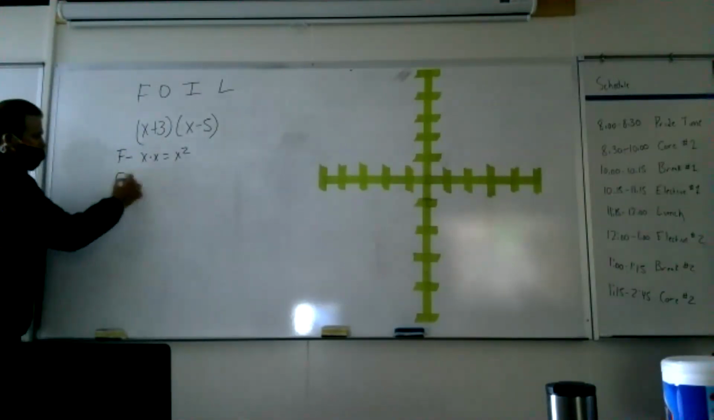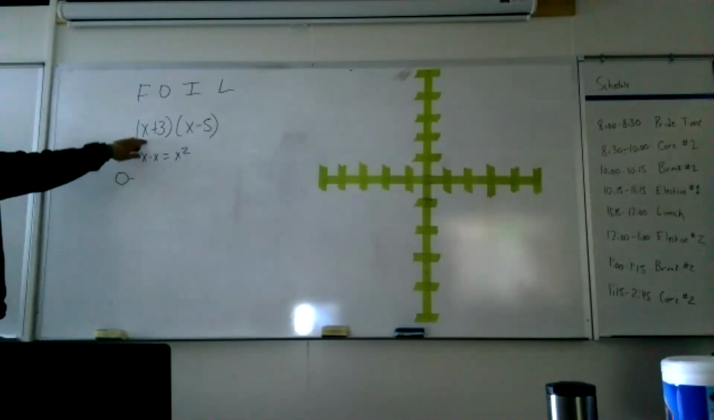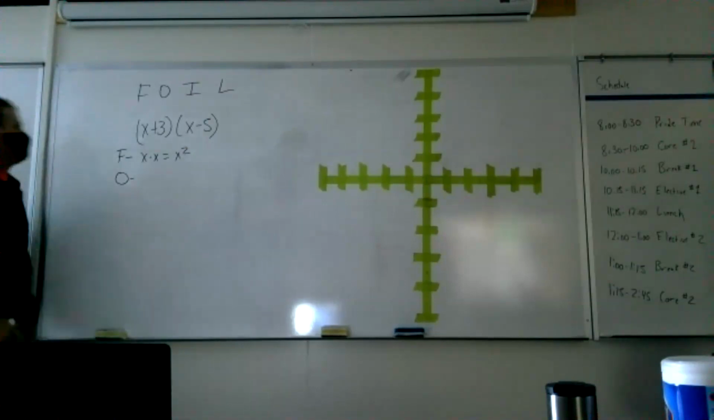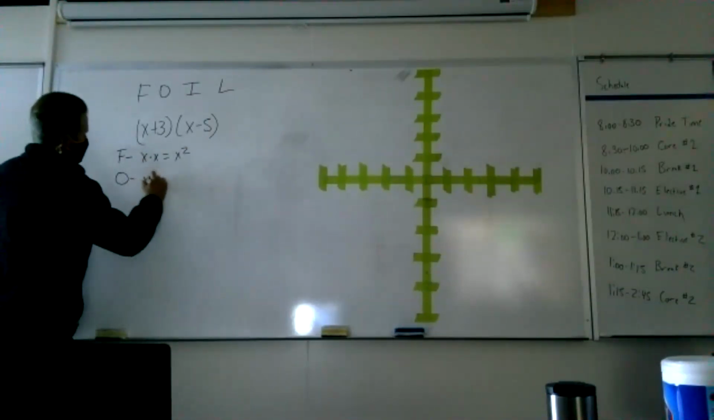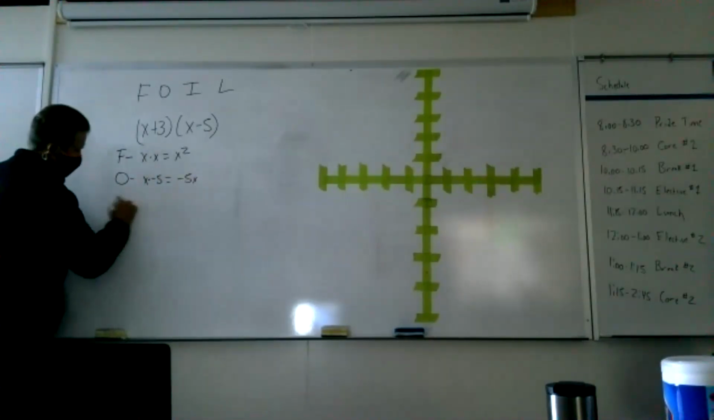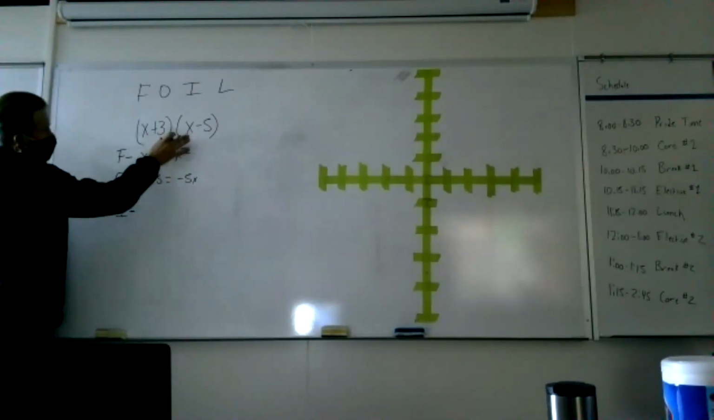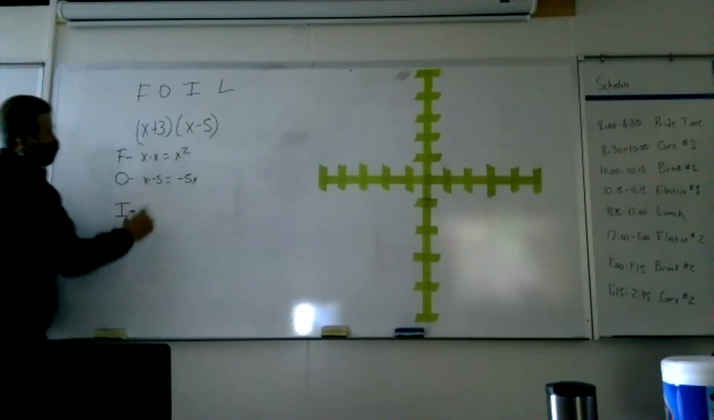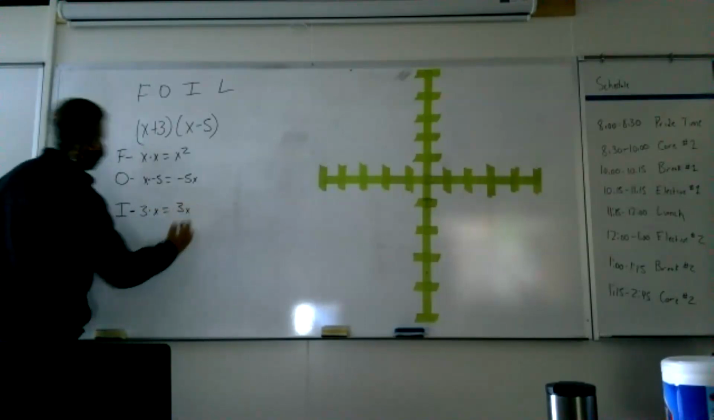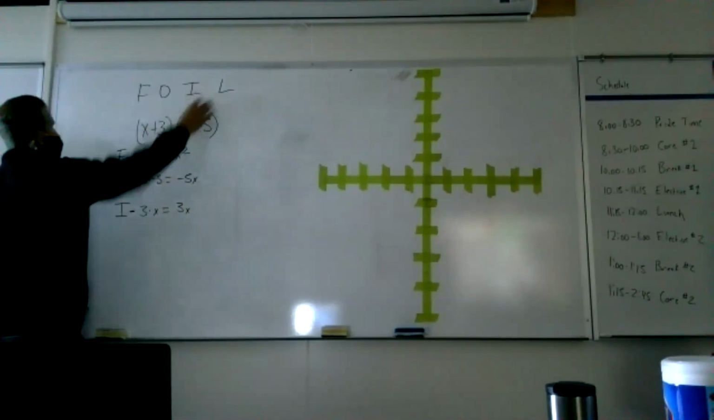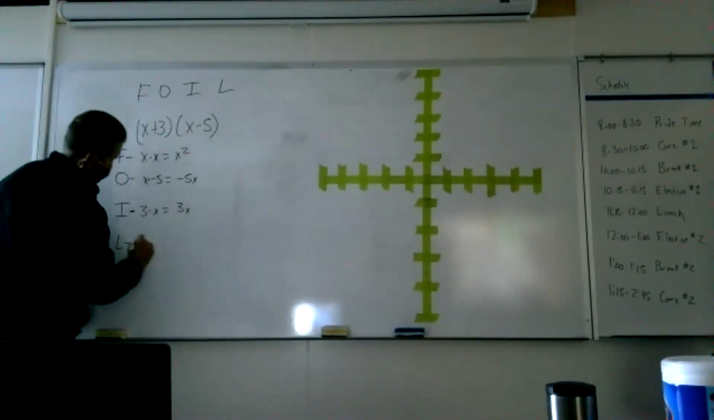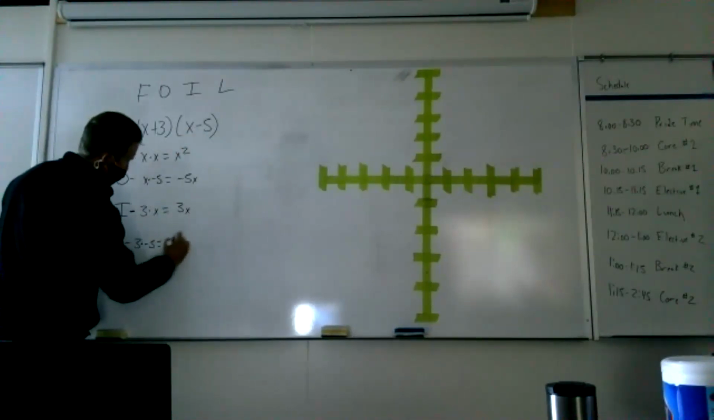Our O stands for the outside terms. So as you're looking at it, you have an x on the far left side, and you have a negative 5 on the far right side. They're outside. So x times negative 5 is equal to a negative 5x. Then you have your inside terms. You have a 3 and an x that are on the inside. So we take 3 times x is equal to 3x. And then we take our last terms, which are 3 and negative 5. 3 times negative 5 is equal to negative 15.